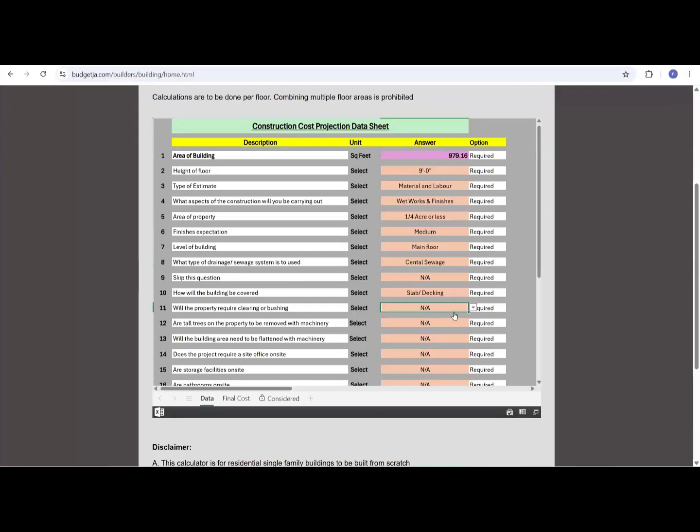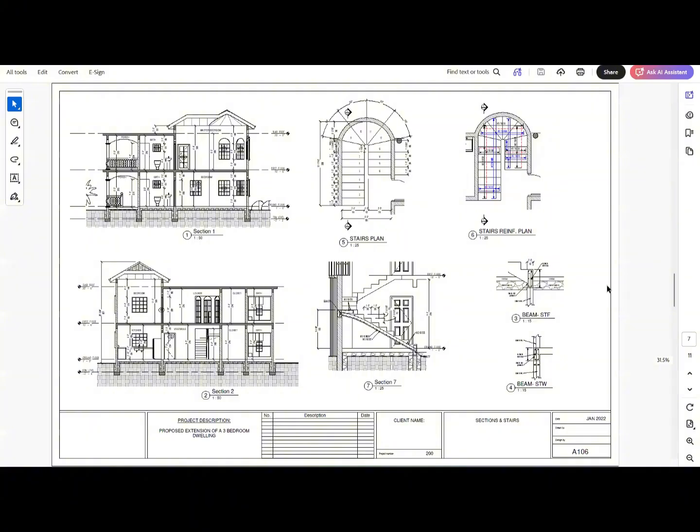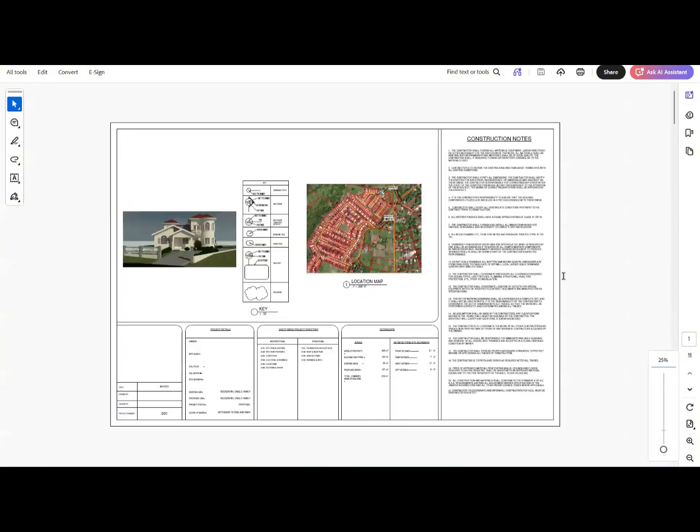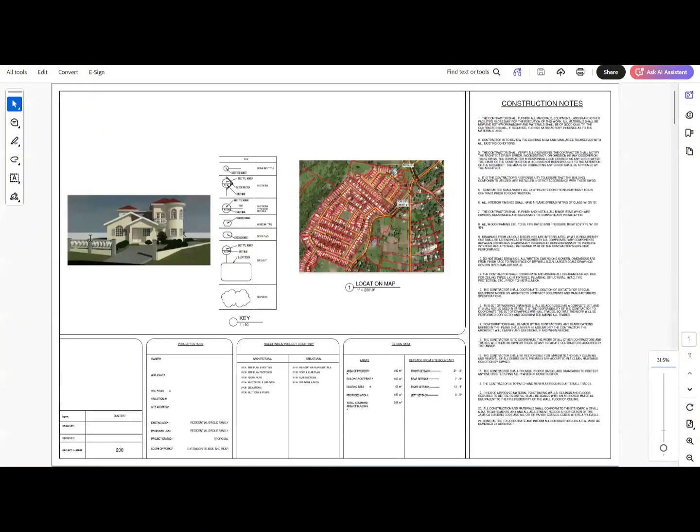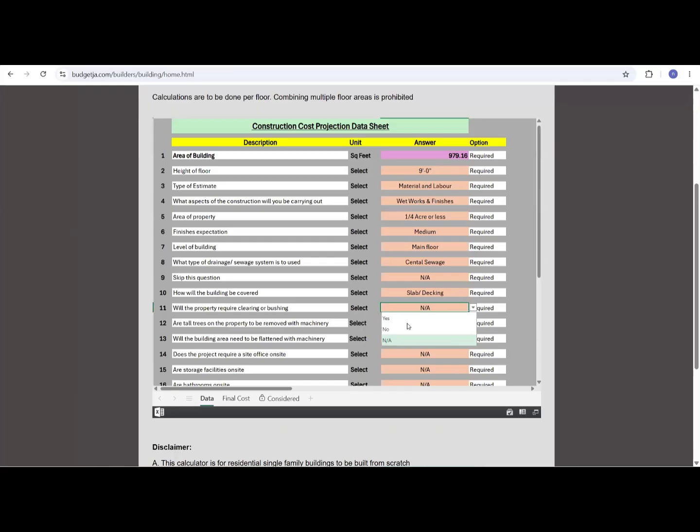In terms of question 11, it is asking whether or not the property will need to be bushed. Most properties within these scheme areas are going to be properly maintained. So you are not going to have a situation that you have to worry about bushing. So the question would be answered with the option no. In terms of tall trees, that would be no. And the question about machinery will also be no.